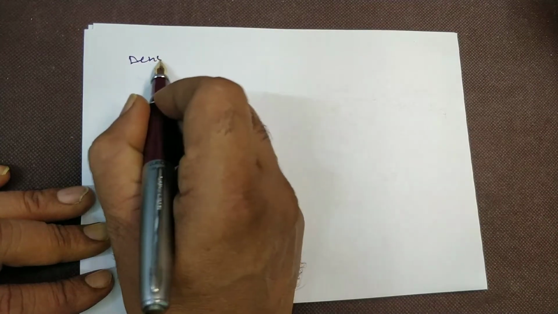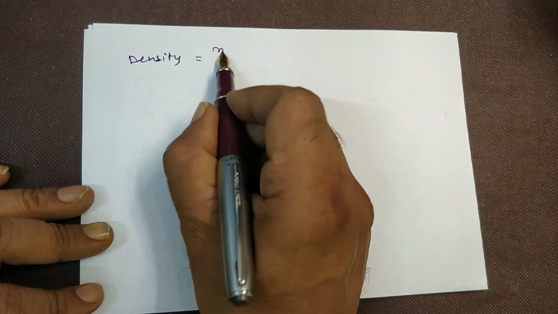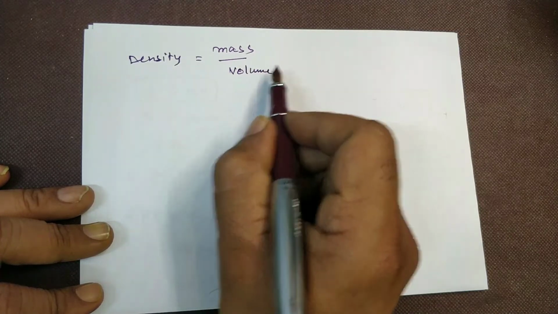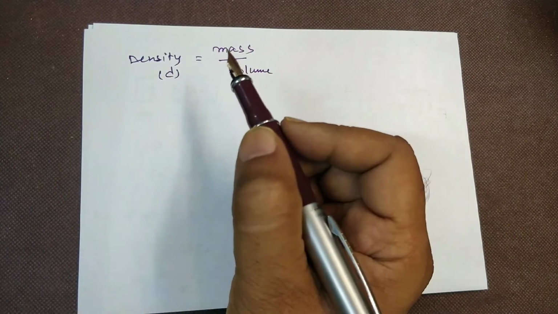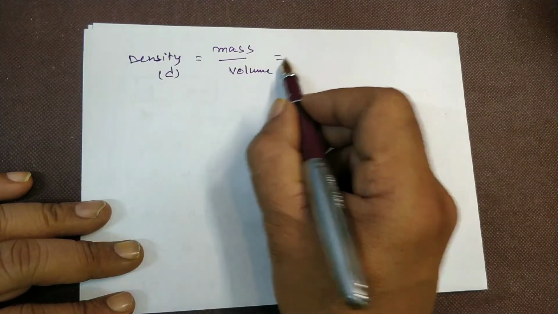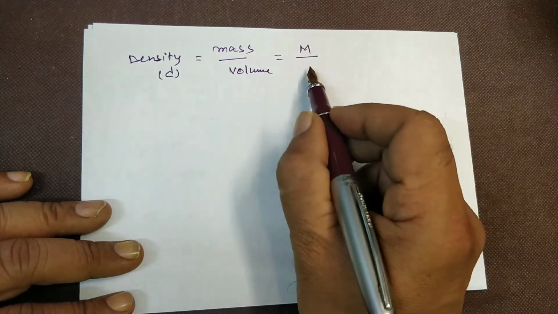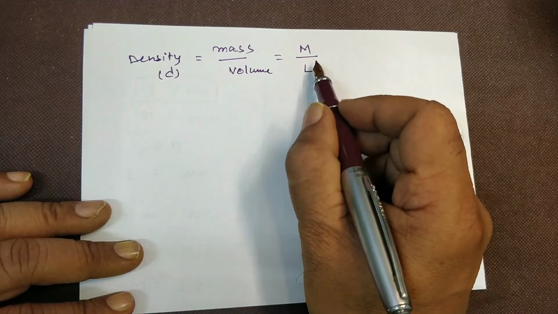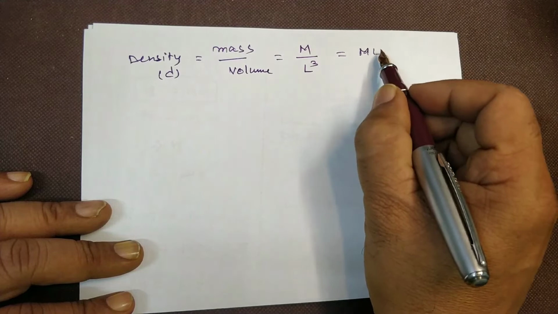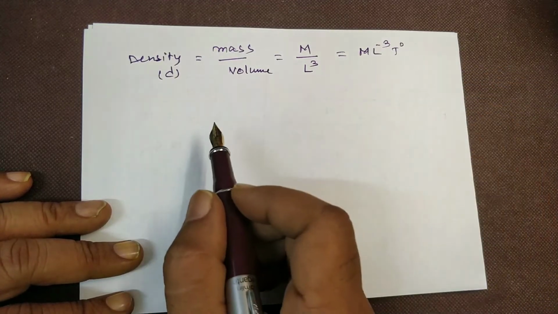Density is given by mass by volume. Density can be represented as either D or rho. That is equal to mass, M, divided by volume, L into L into L, length cube. So it is given as M L power minus 3 T power 0.